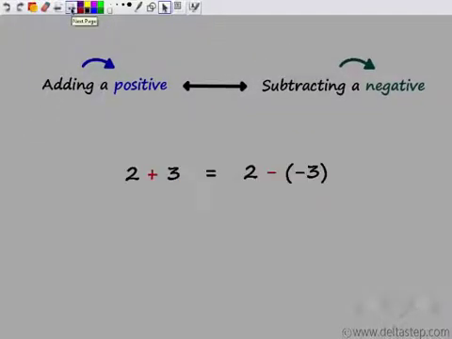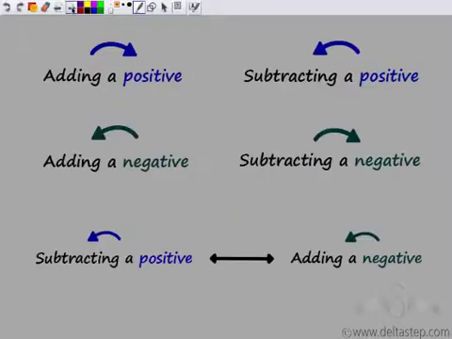So we see that adding a positive and subtracting a negative is the same thing. That is, 2 plus 3 is the same as 2 minus negative 3. So this would be 2 plus 3 only, which is 5. So on both sides I get 5 and hence they are the same thing. Now there were two more things, subtracting a positive and adding a negative. Again, the direction for both of them is also the same. So let's see whether these two are the same or not.